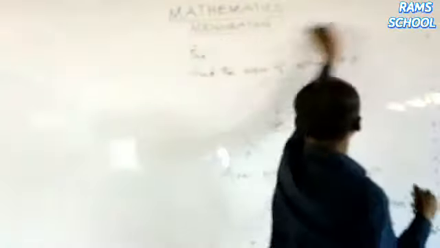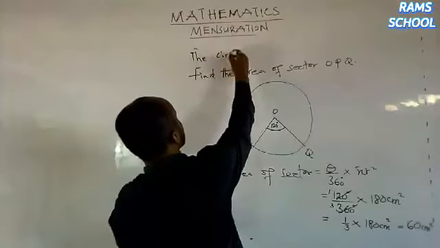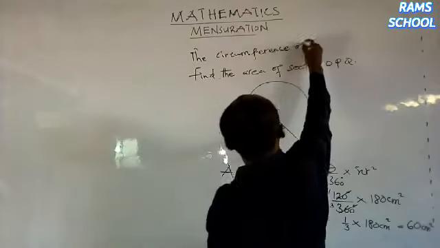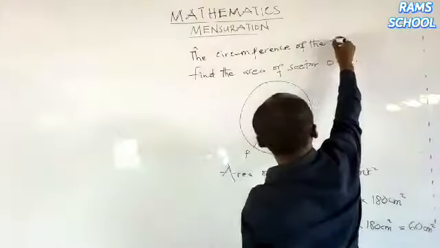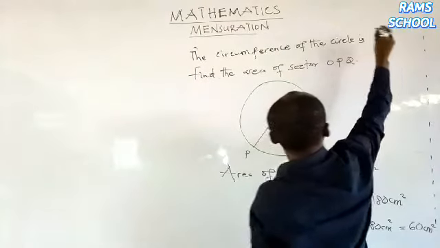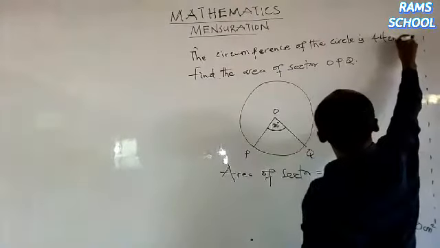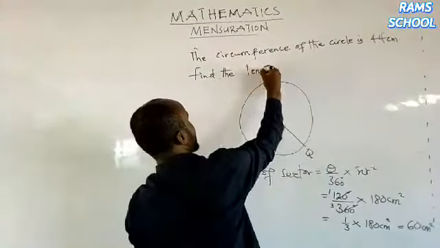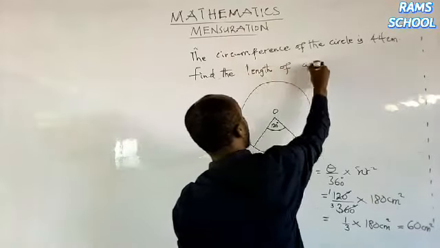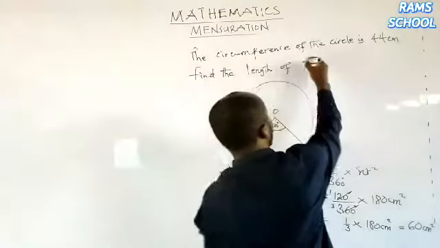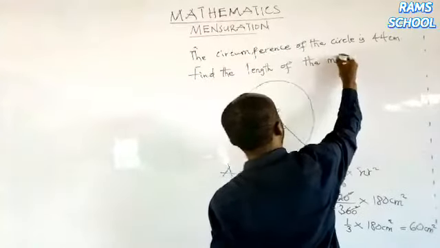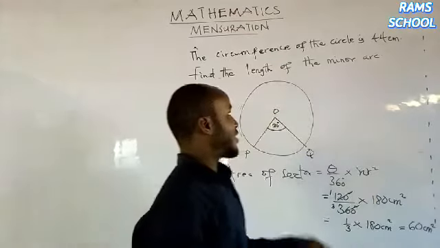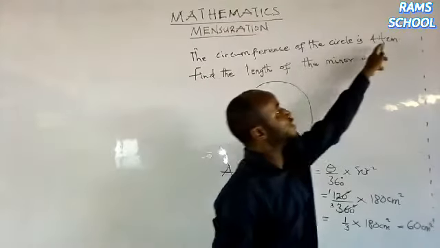So let me quickly modify it. The circumference of the circle is 44 centimeters. Find the length of the minor arc. So in this question too, you know the circumference already.